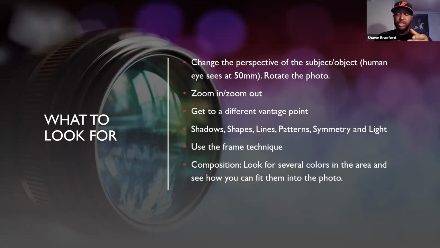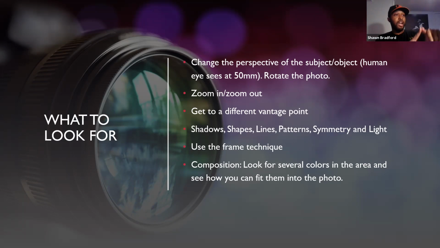Look for shadows, look for shapes, look for lines, look for patterns, look for symmetry, and look for light. Look how light touches different surfaces, and try to see if you can capture that. Use the frame technique. The frame technique is using your two fingers to make two L's and capture a frame. So you want to walk down the street and just look at what you can fit into a frame. People might look at you funny, but hey, that's okay.